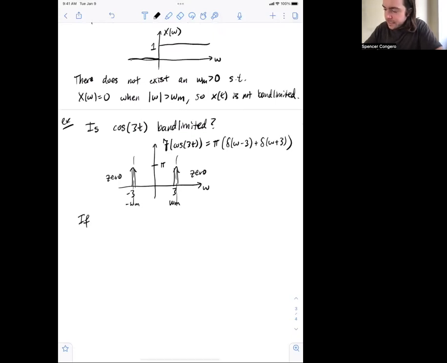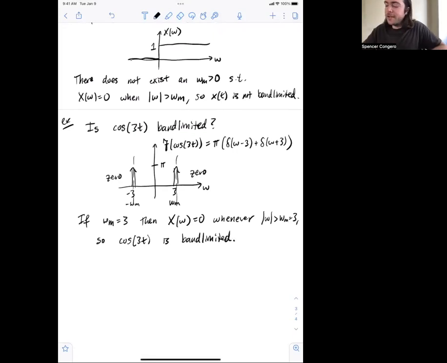So if we take omega m to equal 3, then x of omega equals 0 whenever the absolute value of omega is greater than omega sub m, which is 3. Okay, so cosine of 3t is band limited. Again, you can just look at it. Of course, there's some window. You don't have to take omega m to be as tight a window as possible. Technically, from the definition, I could take a wider window, and it's still 0 outside of those bars as well.